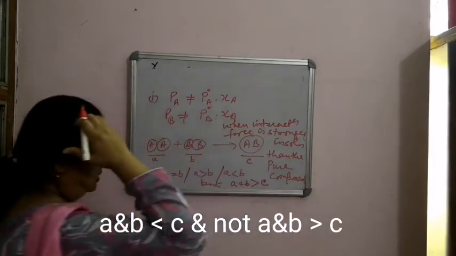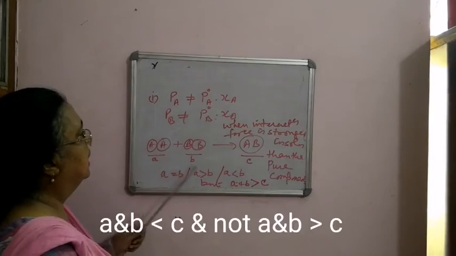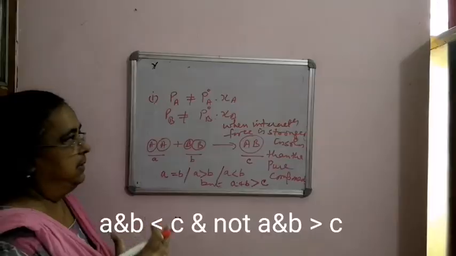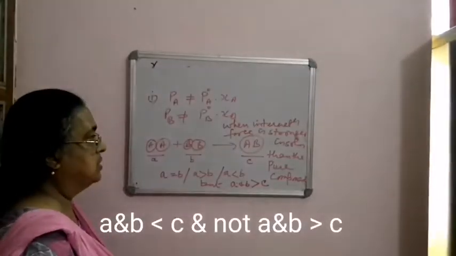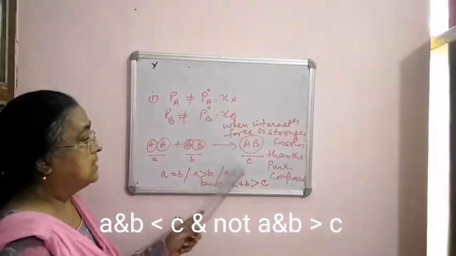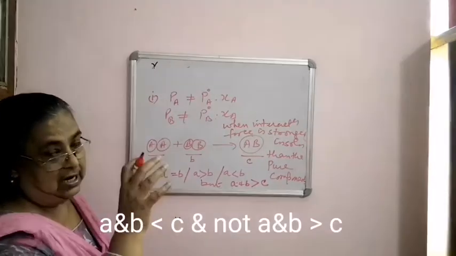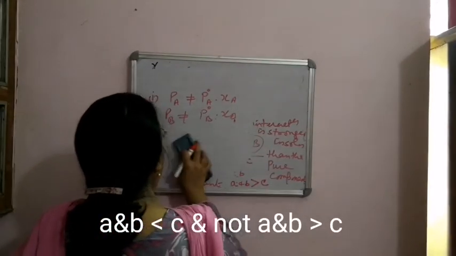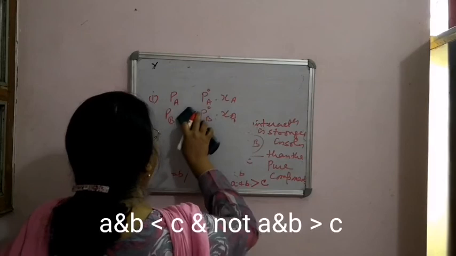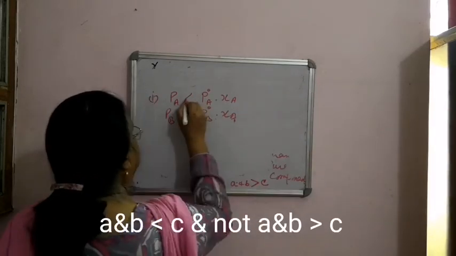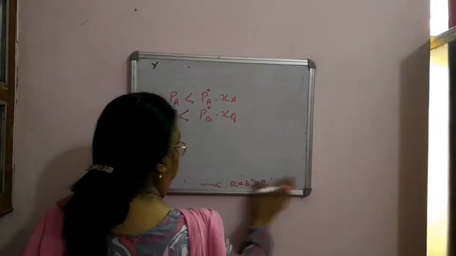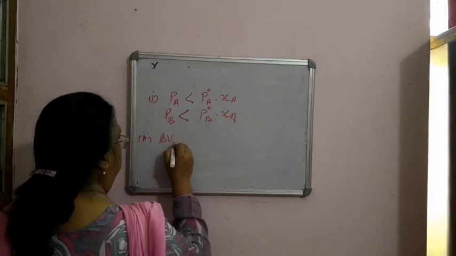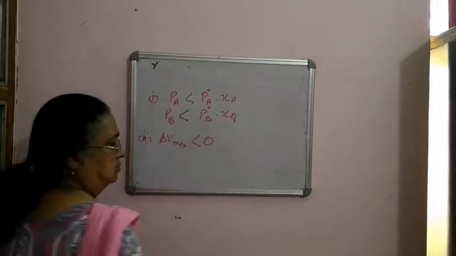then what will happen? In that case, they will be held tightly and will not be easily able to go into the vapor phase. So vapor formation will be less. That's why they will have low vapor pressure, as we have seen in the PX diagram. So in that case, what will we have? This will be less than what we obtained from Raoult's law. Delta V mixing will be less than zero.